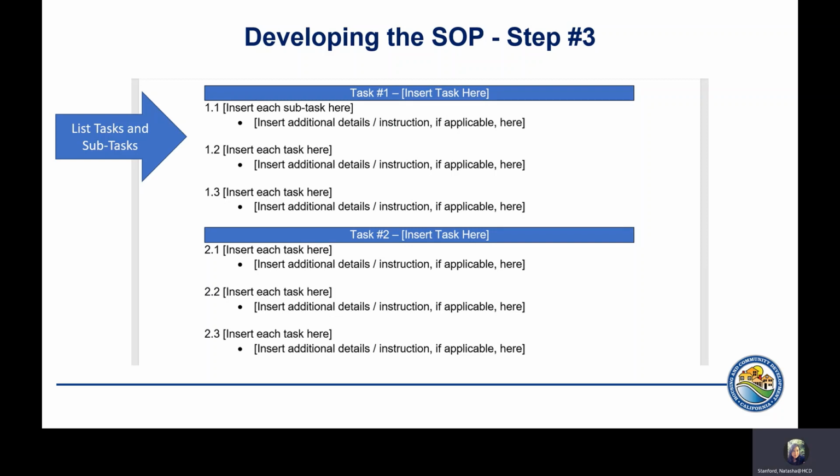Step 3 is all about listing our tasks. So as you see in the graphic, you will list your general tasks and then subtasks, because this is the section where we really get into the details.